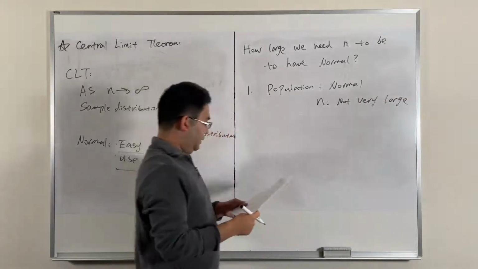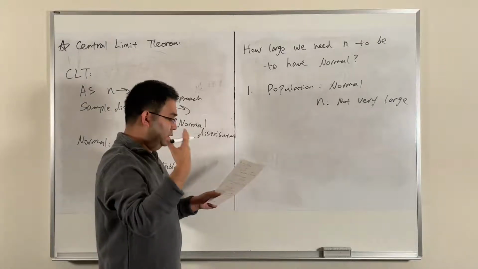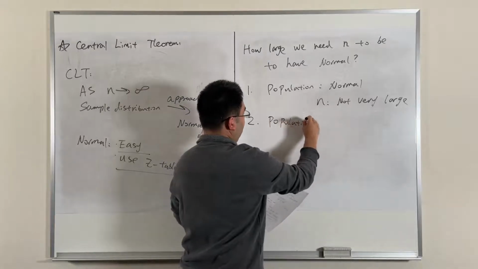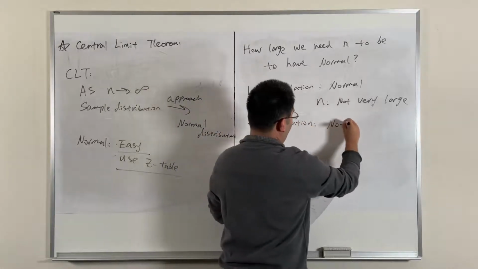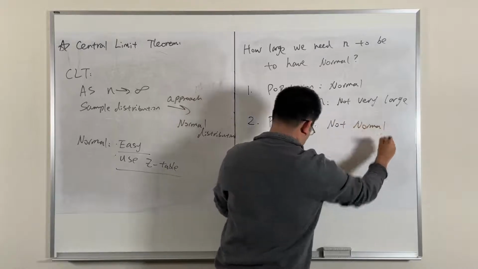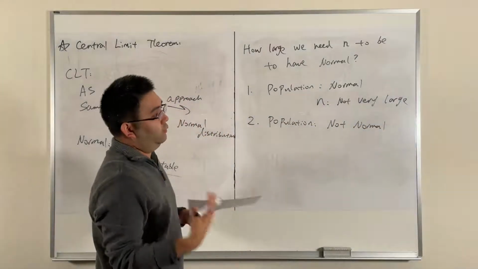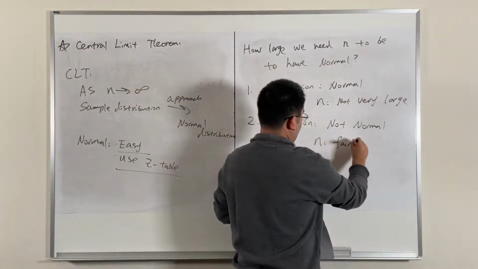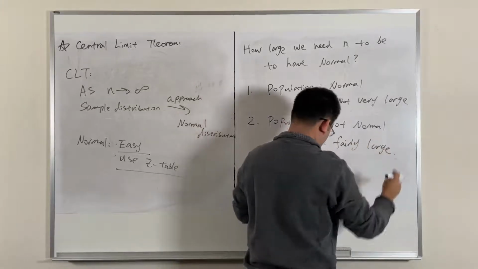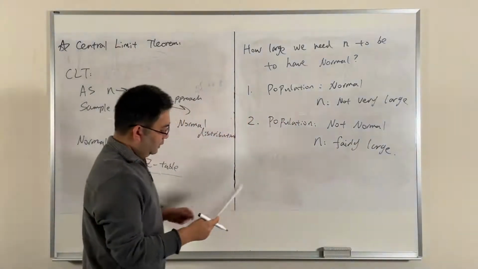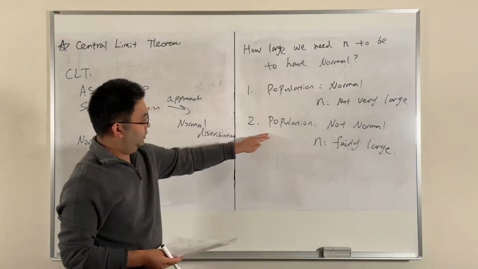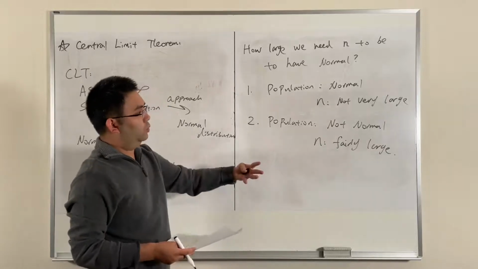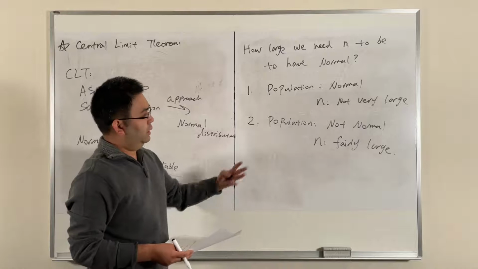Okay, but the second scenario is if your population distribution is not normal, then we need n to be fairly large. So what does it mean to have a population that is not normal? As your n is very large, then you get a normally distributed sample distribution. So let's see what it means here.